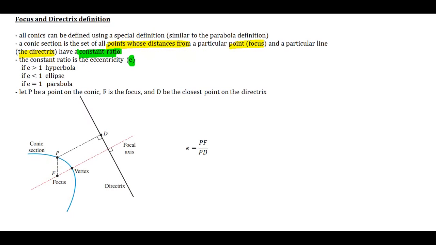So let's just make sure we understand this. Any point on the conic section, we'll call it point P. Any point can be related by F to P and P to D. And there's the equation there. That's your eccentricity equation for any conic section.